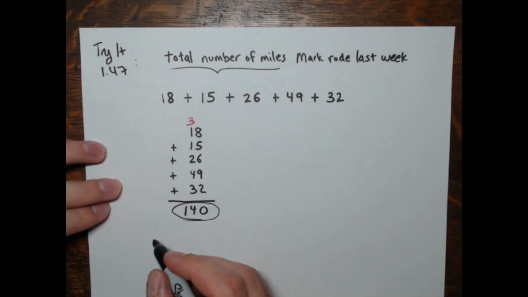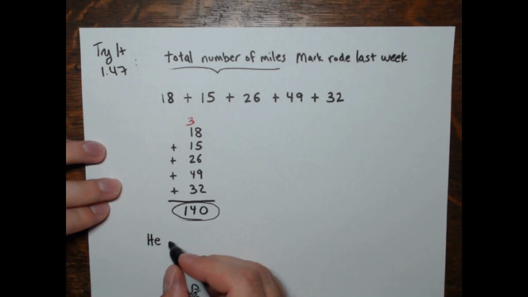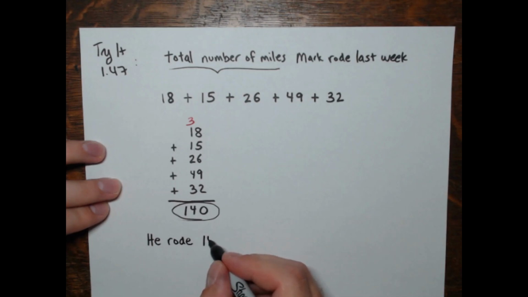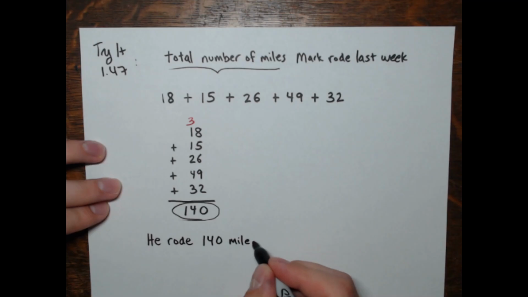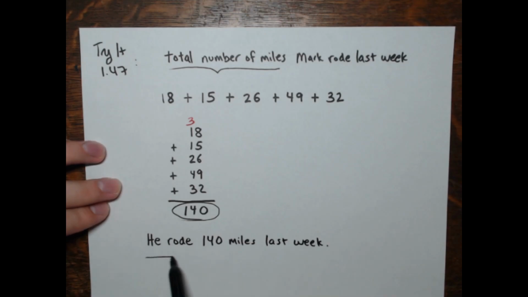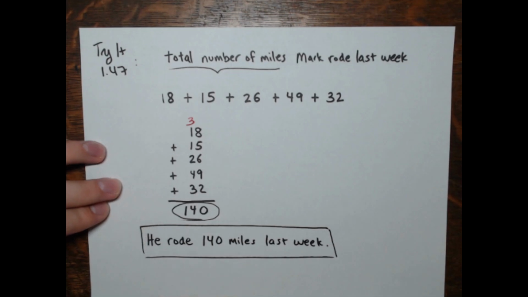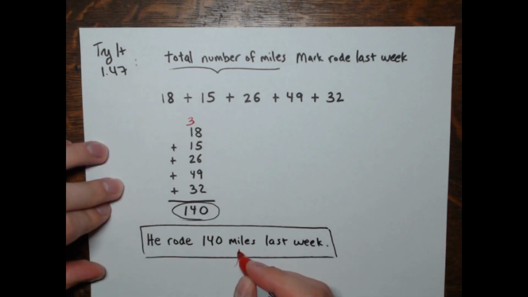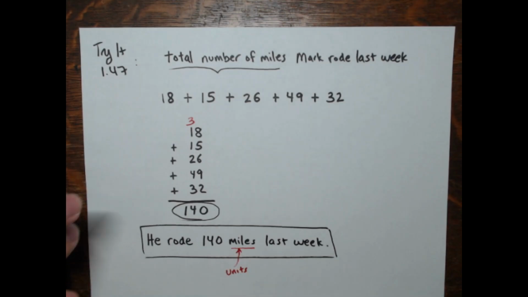And so the answer to the question, it says, what is the total number of miles he rode last week? He rode 140 miles last week. Right, a nice complete sentence that answers the question. Once again, I'll point out, put units after your numbers to give them meaning. He wrote 140. 140 what? 140 miles.